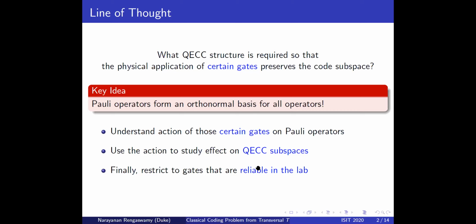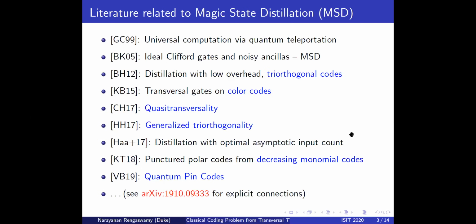Once you do that, now you can just restrict to gates that are reliable in the lab, because it doesn't make much sense to take very noisy gates in the lab and try to do something useful with them. So you take gates that have high fidelity in the lab and do this process. So that's the general strategy.